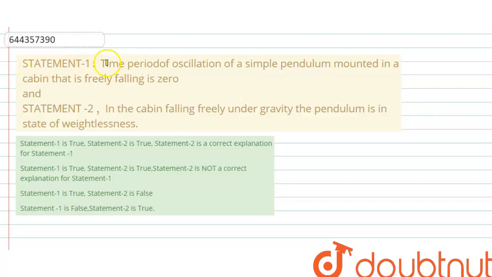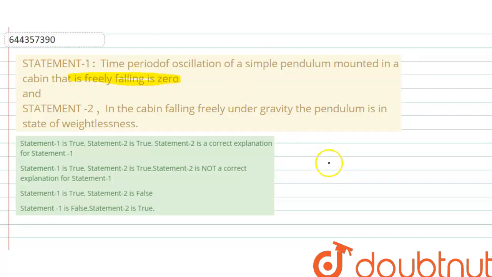Hello everyone, let me explain this question to you. Statement 1: Time period of oscillation of a simple pendulum mounted in a cabin that is freely falling is 0. Statement 2: In the cabin falling freely under gravity, the pendulum is in state of weightlessness, and there are 4 options given. Okay, so the first statement is: time period of oscillation of a simple pendulum mounted in a cabin that is freely falling is 0. No.